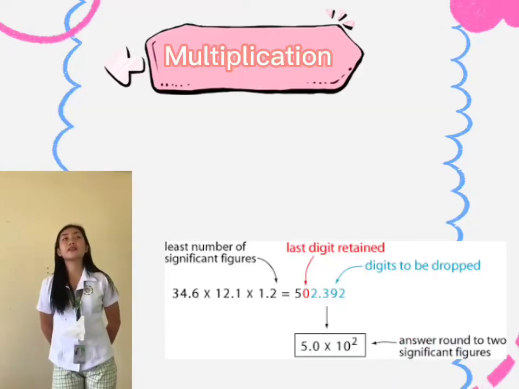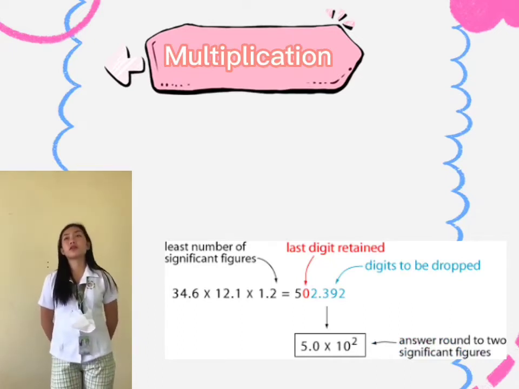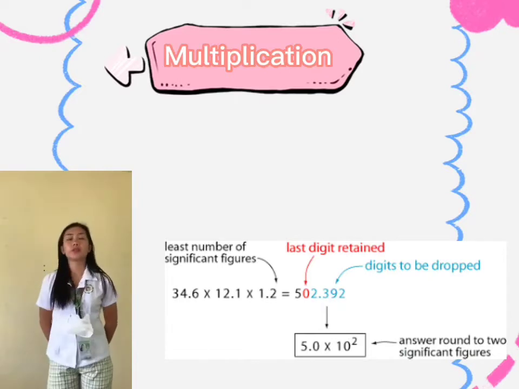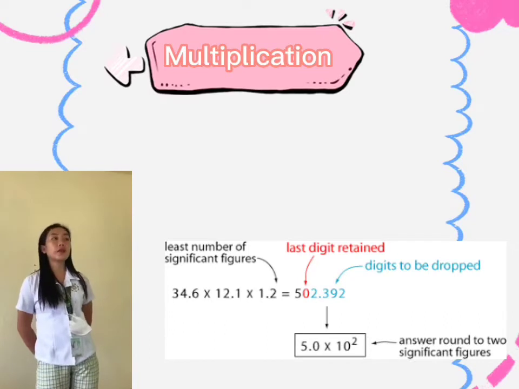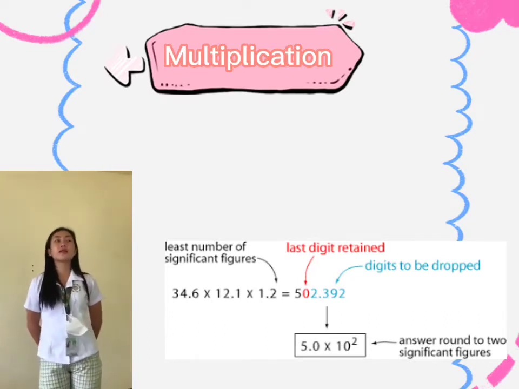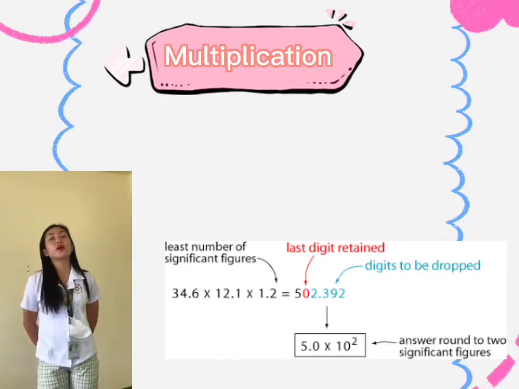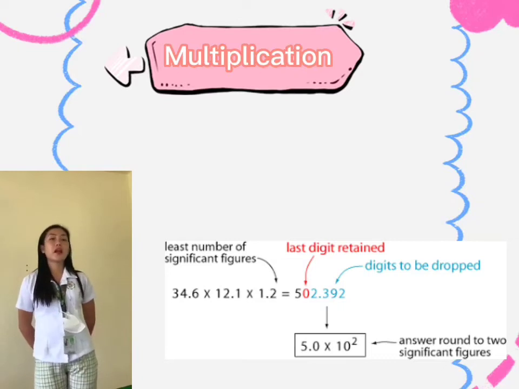In multiplying and dividing, it's the same thing. You need to follow the rules. The rule is to look for the fewest significant figures. So if you multiply or divide decimals, you evaluate the numbers that have the least or fewest digits. And for that, you need to cross out or cancel out those digits that are not included in the answer.